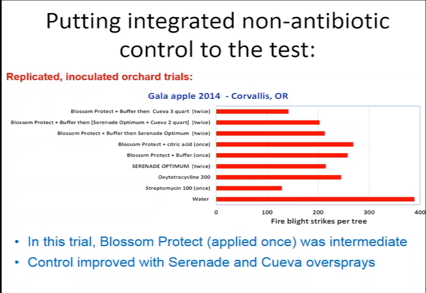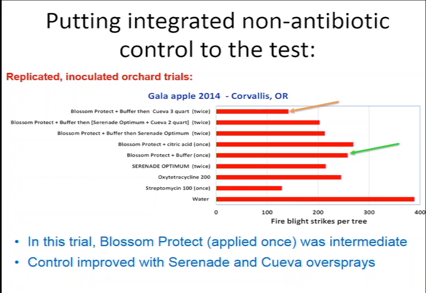And you can see here, Blossom Protect by itself under this high inoculant pressure had a response, but it wasn't what we'd like to see. And then you can see that as we look at the curve here, as we add the Serenade, and we add Serenade and Quava, we see that we're taking this down. And then Blossom Protect plus Quava in a real high risk, high inoculum pressure situation was almost as good as the streptomycin. So those other treatments that we're adding on top of the Blossom Protect later in bloom are having their impact in a higher pressure situation.